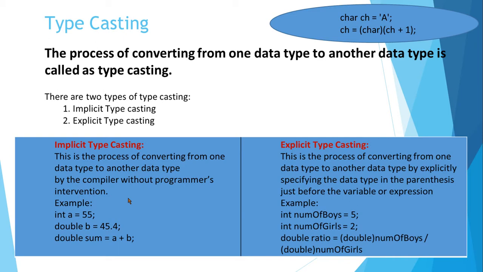Like when I say int a is equal to 55 and double b is equal to 4.5, and I say double sum is equal to a plus b, automatically the value 55 turns into 55.0, both are added and the resultant data type of the sum is double. Typecasting always happens from the lower size data type to the higher size data type, that is from integer to double, not the other way around.